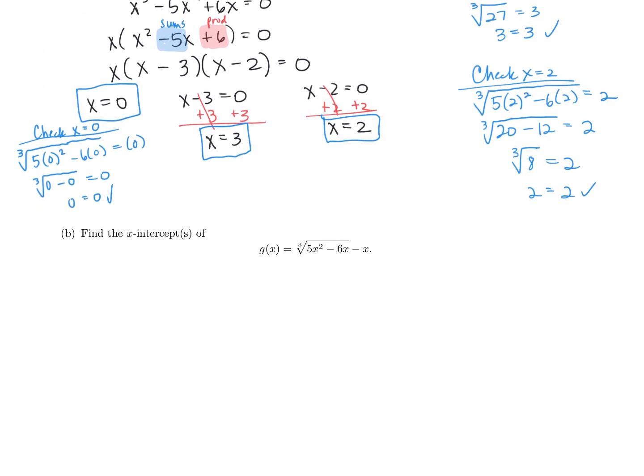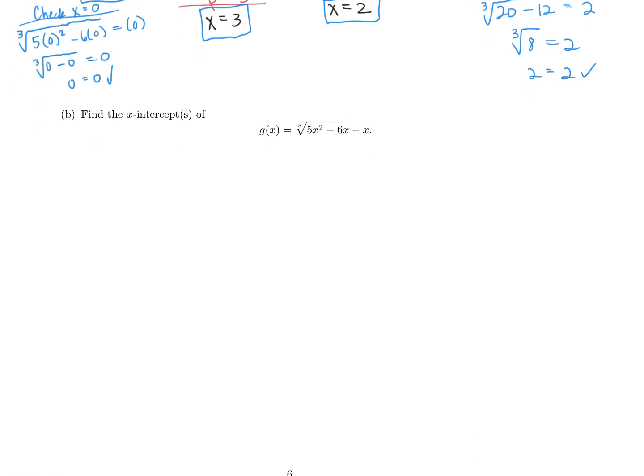Okay, for 1b, find the x-intercepts of this function. So remember, if you're finding x-intercepts, this means you want to let y equal 0 and then solve. Remember that g of x is the same thing as y. So that means we're just going to set the right-hand side equal to 0. So the cube root of 5x squared minus 6x minus x is equal to 0. And we want to solve this equation.